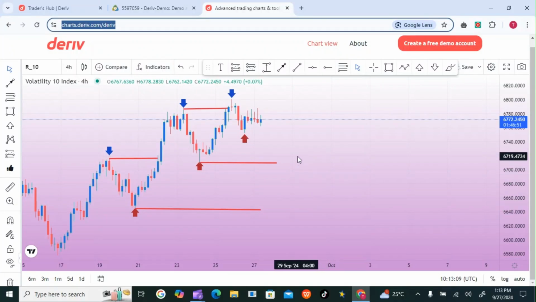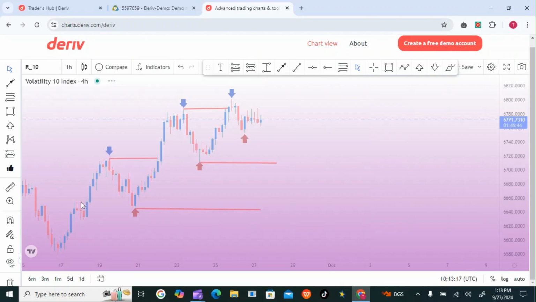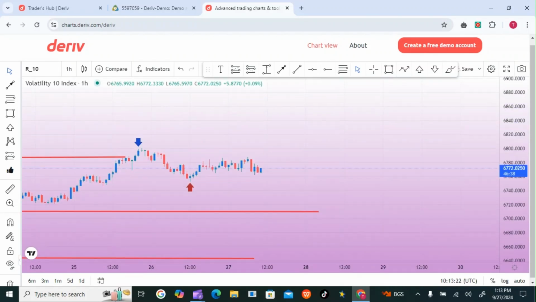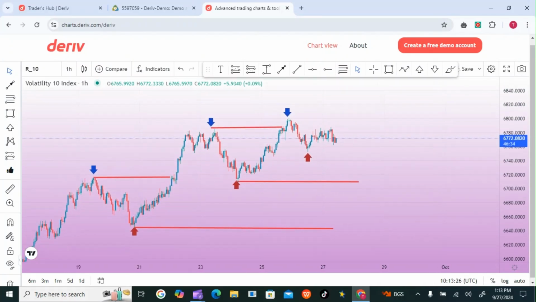Now from there, what do you do? You move to the 1 hour and see how the market is trying to behave. So moving to the 1 hour of that market, how is the market trying to behave? I'll just zoom out and see how the market is trying to behave.